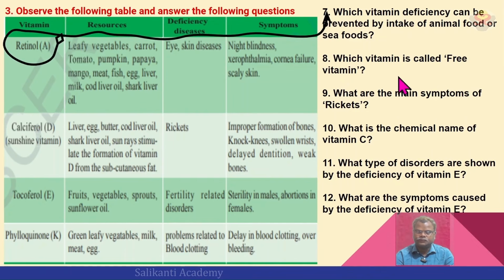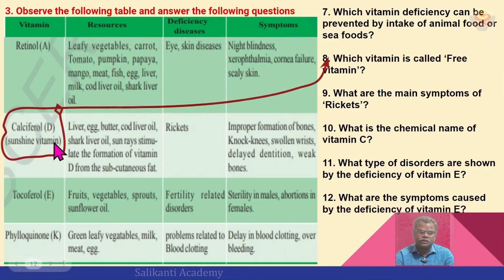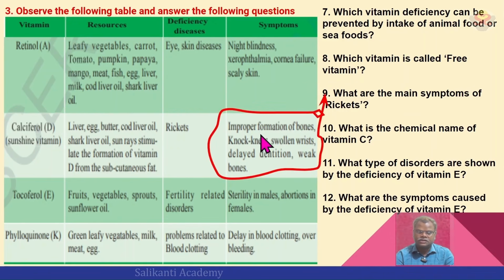Which vitamin deficiency can be prevented by intake of animal food or seafood? Retinol, A. Which vitamin is called the free vitamin? Calciferol, or sunshine vitamin. What are the main symptoms of rickets? Improper formation of bones, knock knees, swollen wrists, delayed vision, weak bones.